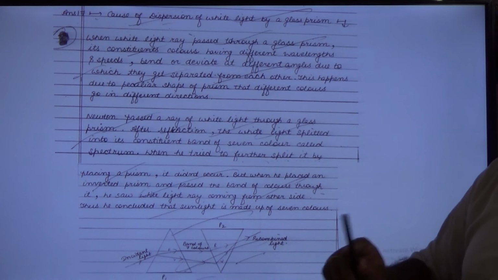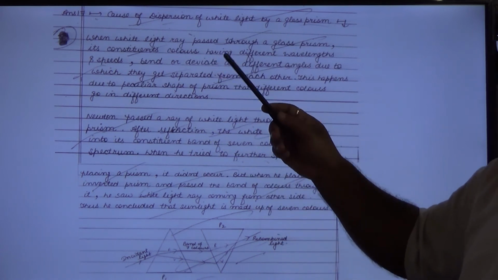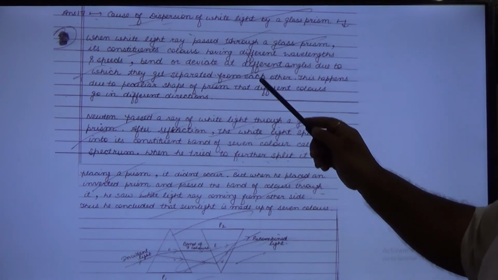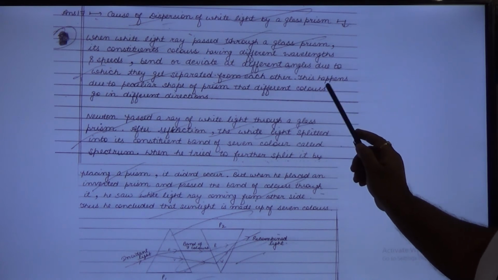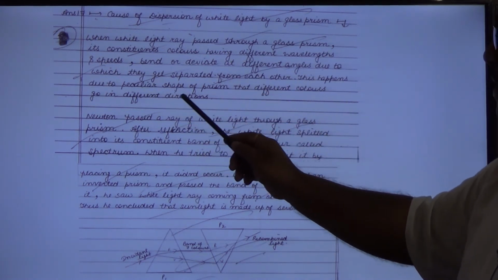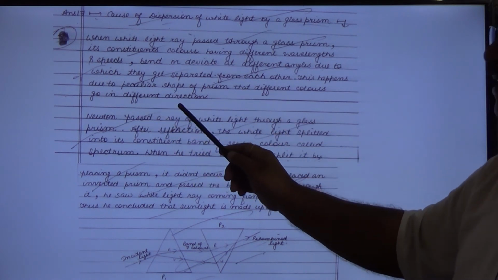Excellently written. Read 2-3 times, then you can understand how he has made a network of those sentences or the words basically. This particular phenomenon happens due to the peculiar shape of the prism, that different colors go in different directions.